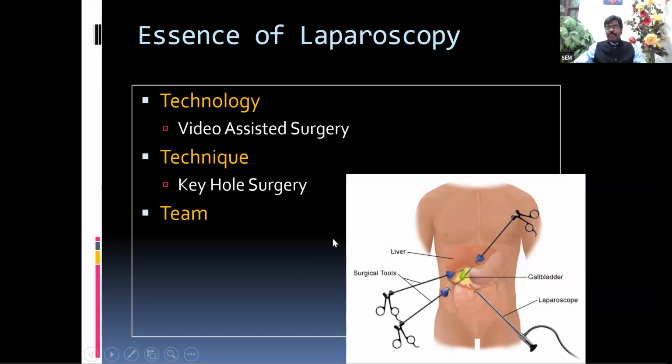And it is not a single person. I have to operate. My assistant will hold the camera. The staff nurse will help me. The anesthetist will be at the head end. At least 4 people. It's like teamwork.